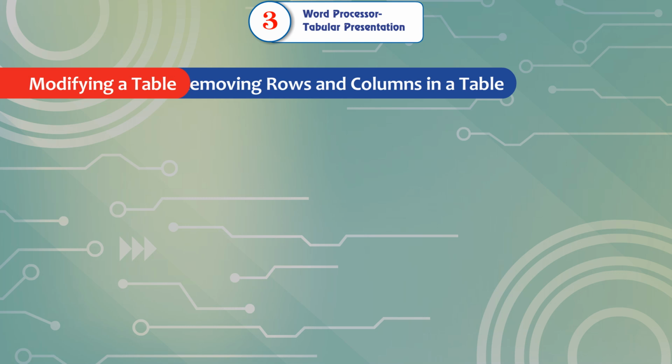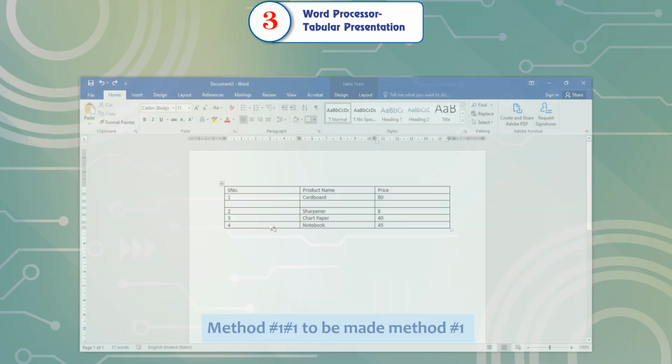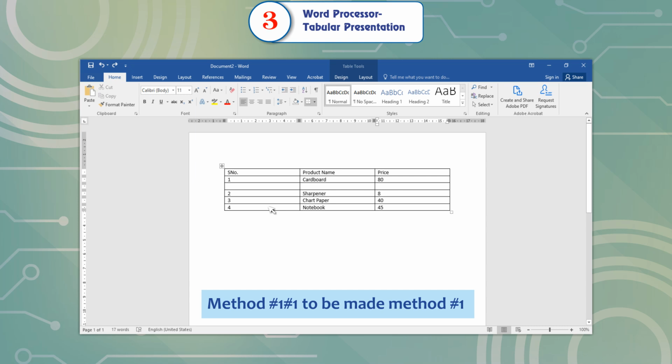Removing rows and columns in a table. You can remove the unwanted rows or columns from the table by following any of the given methods. Method #1.